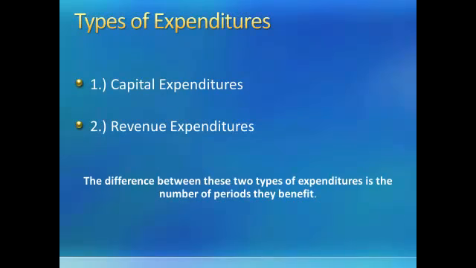After we purchase assets, there are 2 different types of expenditures that we can have on these plant assets: capital expenditures and revenue expenditures. Capital expenditures represent expenditures that benefit more than one period. Revenue expenditures represent expenditures that only benefit the current period.